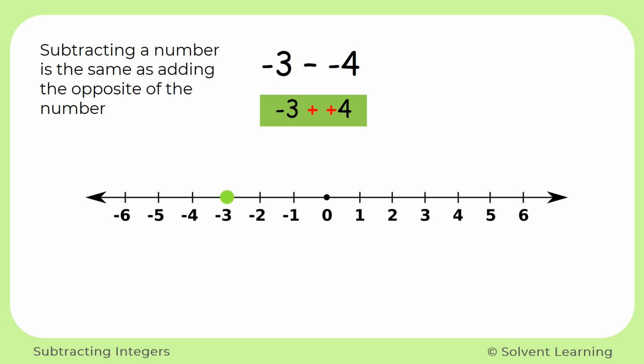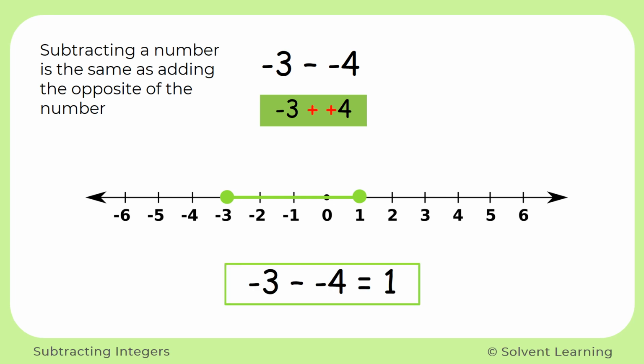We start with negative 3 on our number line. And since we're adding positive 4, we're going to move to the right 4 places. 1, 2, 3, 4. And we're left at positive 1. So that's our answer. Negative 3 minus negative 4 gives us positive 1.